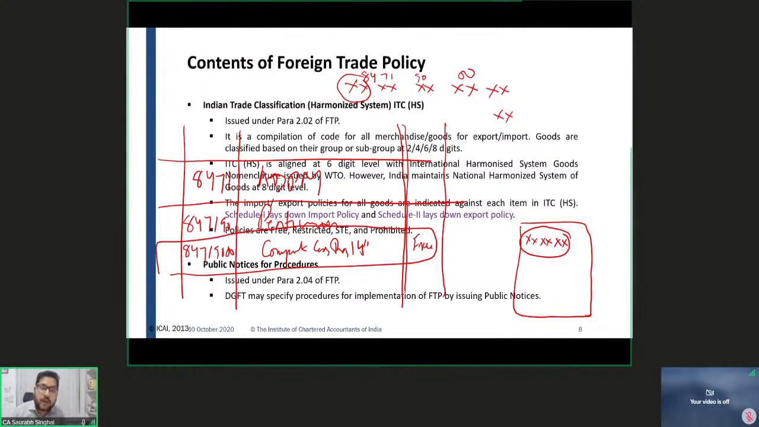If STE is written in import, then import can only be done through state trading enterprises. If in the export schedule, then export can only be done through state trading enterprises. And prohibited. Prohibited means no. No means no. We have all seen Pink. No means no, which means it cannot be imported or exported as the case may be.